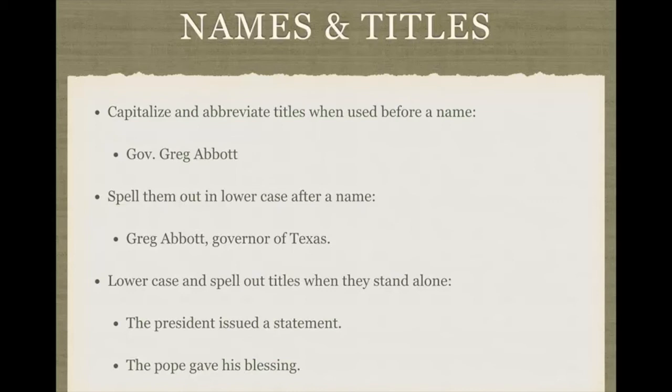So this, again, is just one of those rules you need to just learn. You're going to be using this over and over again. It might actually help you, because if you get confused of which ones to do, you always spell out titles and lowercase them if it goes after the name. So that's one easy way I always differentiate it. So if I write Greg Abbott, comma, governor of Texas, governor is lowercase and spelled out when it comes after his name.